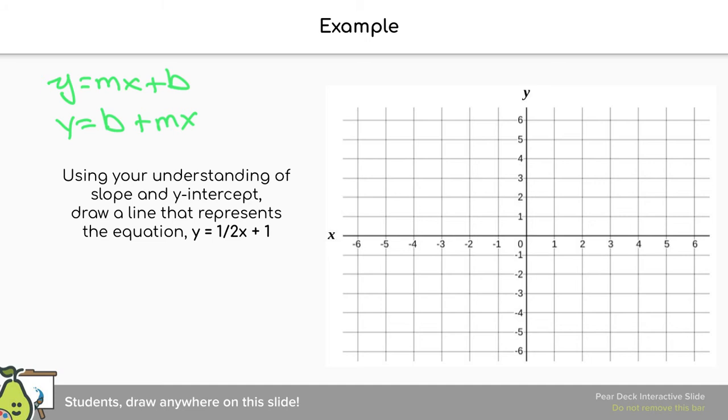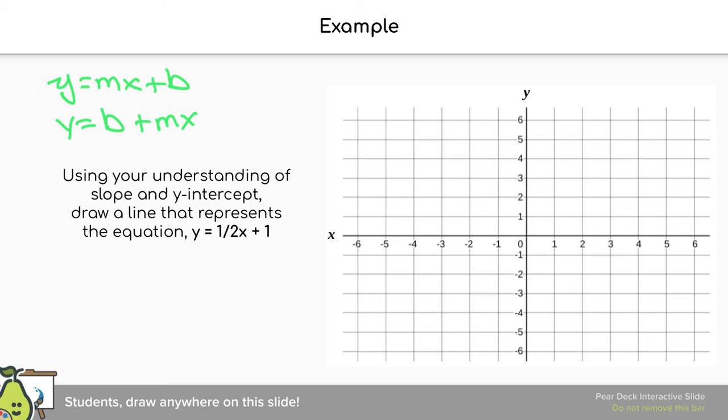So let's take a look at our equation. In our first equation, we have y equals 1/2 x plus 1. In the directions, it states: using your understanding of slope and y-intercept, draw a line that represents the equation y equals 1/2 x plus 1. So, in order to draw a line, we need to have a minimum of 2 points. As long as we have a minimum of 2 points, we can graph a line.